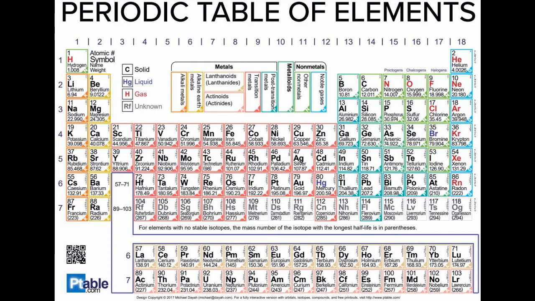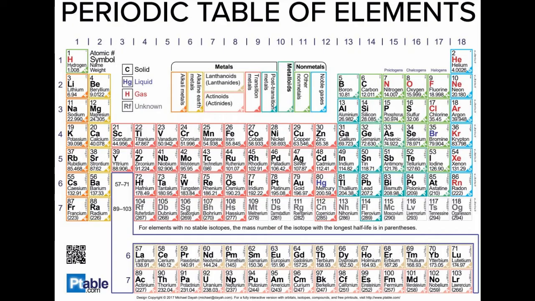How many on carbon? 4. Nitrogen? 5. Oxygen? 6. Fluorine? 7. And neon. 8. Good. All right, so that's our second pattern. So as we go from left to right in our columns, we add another electron onto that furthest or outermost orbit. So I should be able to look at any element on the periodic table and ask you how many orbits and how many electrons on the furthest ones.